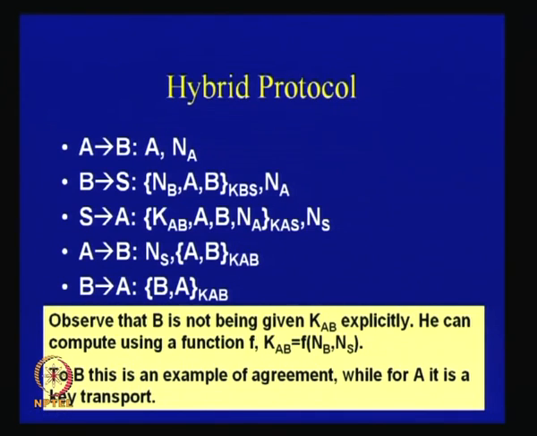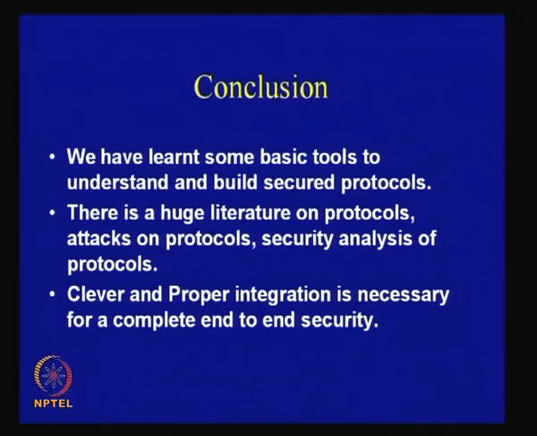So, so far as B is concerned, B has not been given KAB explicitly, but it has been generated by computing a function f, okay. So, therefore, to B it is an example of agreement, while for A it is an example of key transport. So, these are typical examples of a hybrid kind of protocol, where to one party it is a transport and to the other party it is an example of agreement, okay.